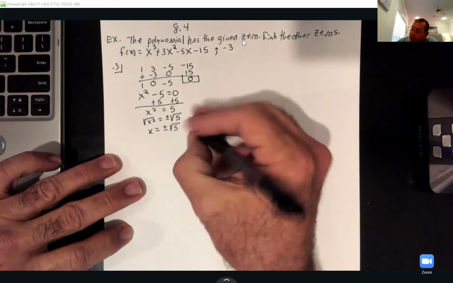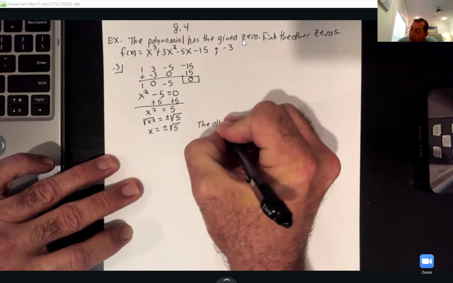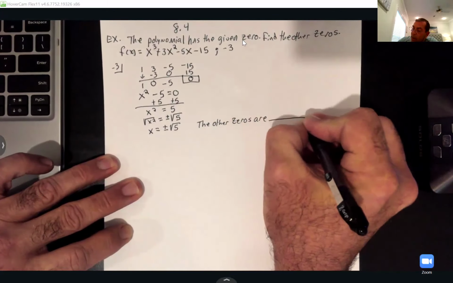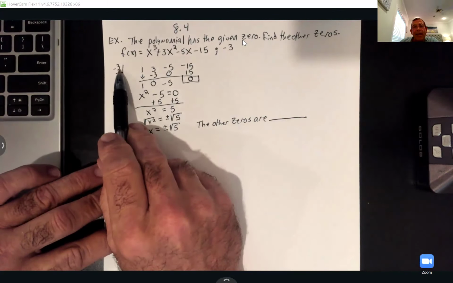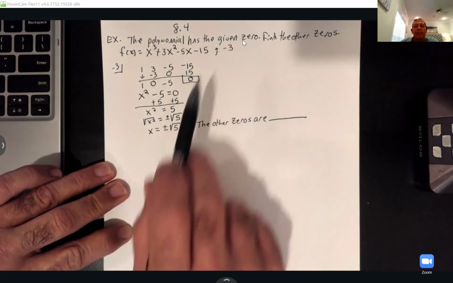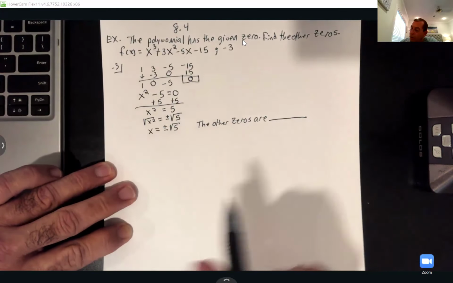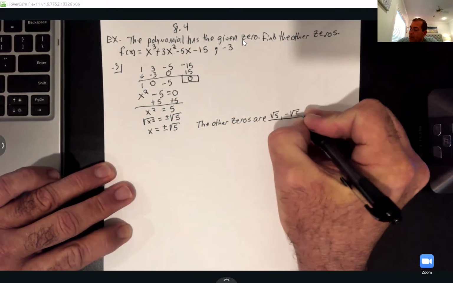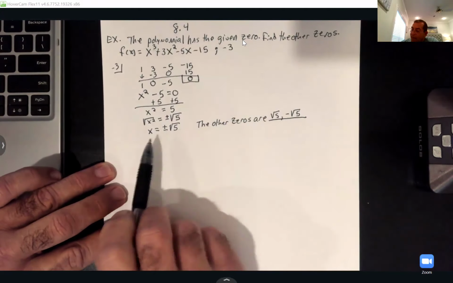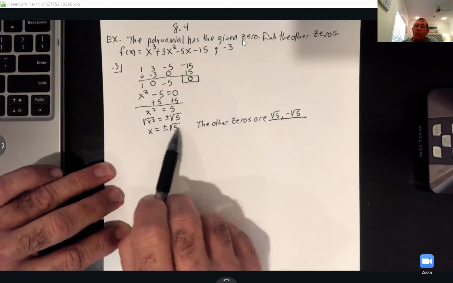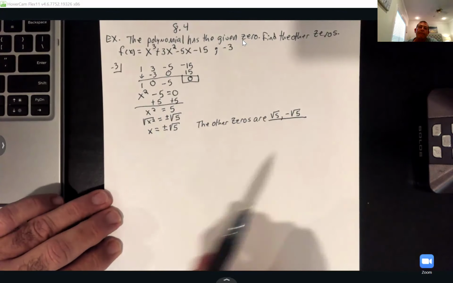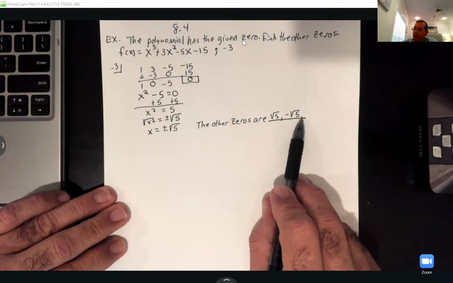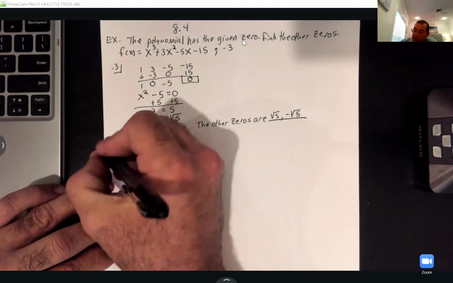So on their answers, they'll say the other zeros are blank. We don't put in the -3 because they gave that to us. We just put in these two, which would be a square root of 5 and a negative square root of 5. Now, MATLAB will let you do the plus or minus square root of 5 for your answer, okay? All right, so notice, they gave me 1. I found the other 2 for a total of 3 zeros.